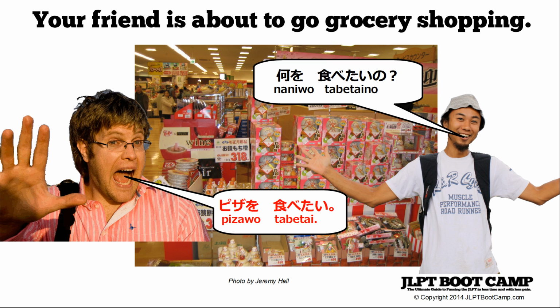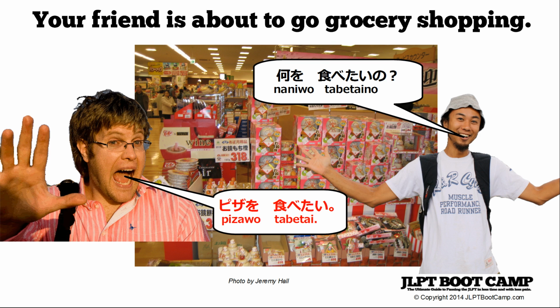And he asks you, "Nani o tabetai no?" So nani o, nani is what, o is the object marking particle, tabetai is want to eat, and no is a casual way to mark a question. Of course, if you want to ask this politely, you would ask desu ka, the ka particle. That's a polite way to ask questions, but between friends, you would normally hear this no.